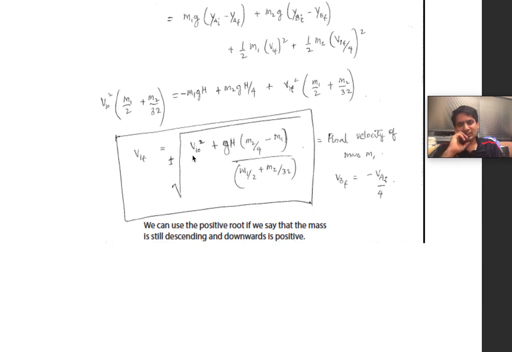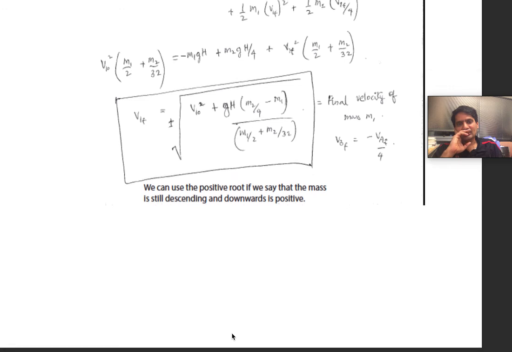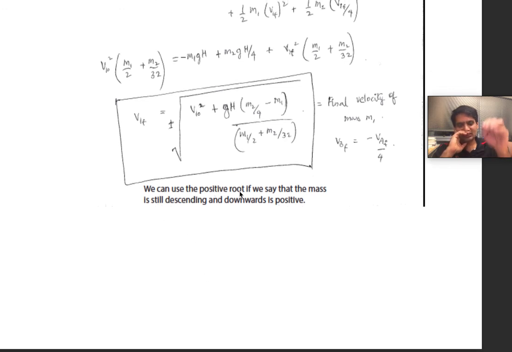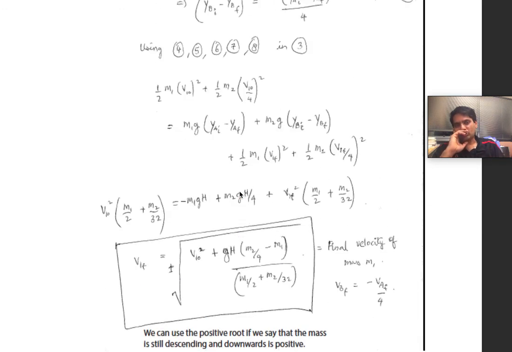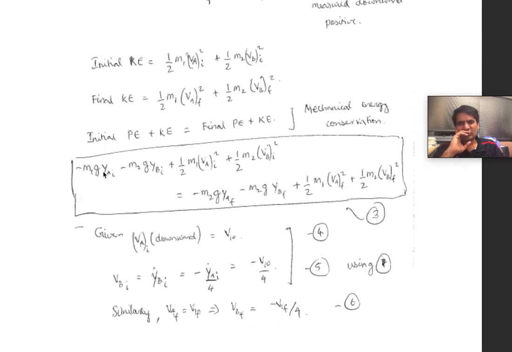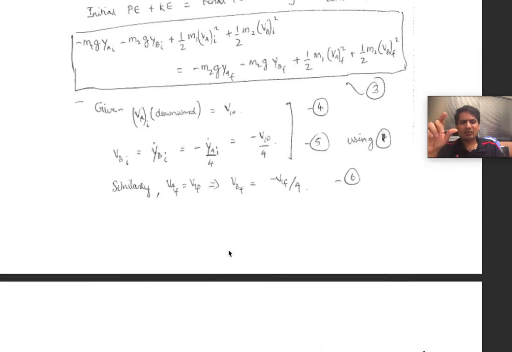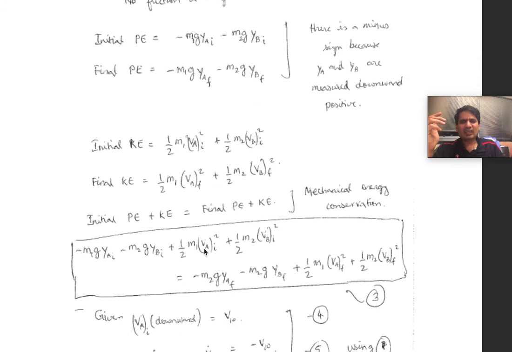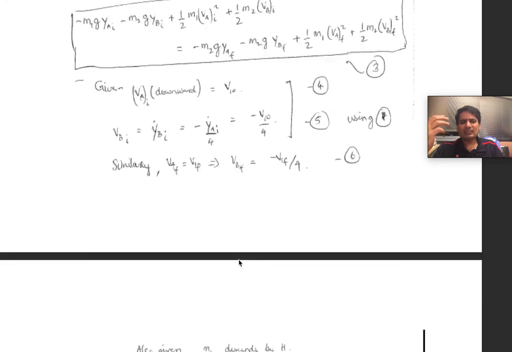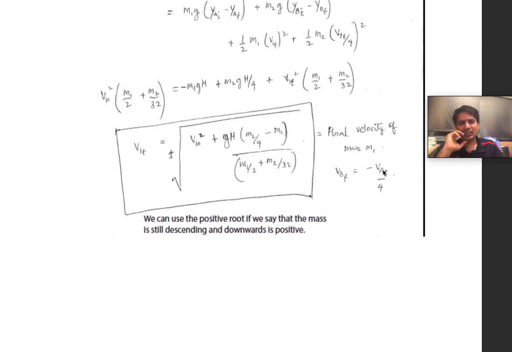You get this expression: velocity of 1 final equals the square root of velocity of 1 initial squared plus a longer expression. We use the positive square root because the mass is going downwards. This looks slightly messy, but only because these are all algebraic quantities or variables. If we gave you the initial velocity of mass 1 and numerical values for h, m1 and m2, this simplification would be very easy. So I'll just leave it at that. Okay, that's it.